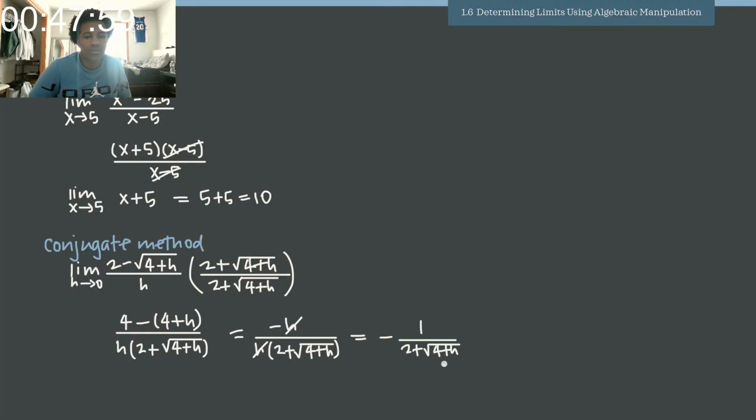And now that we've done the simplification, we can go back to substitution, plugging in h equals 0. When we do, we get 4 plus 0 is 4, square root 4 is 2, 2 plus 2 is 4, and so the result is negative 1/4. So we realized that when we used substitution originally, we got an indeterminate form, but after using the conjugate method, we were able to get to a real number answer when we evaluated the limit, and we can see that the limit as h goes to 0 is negative 1/4.